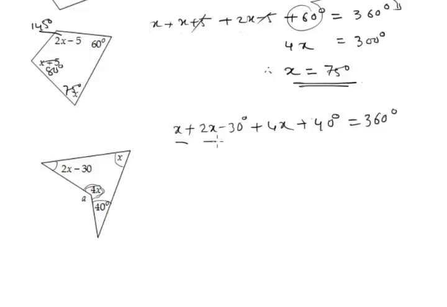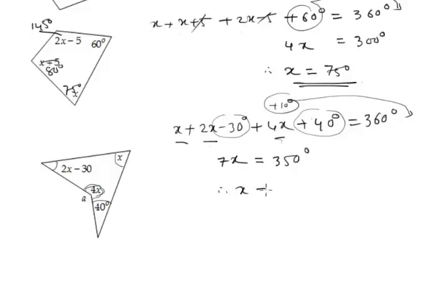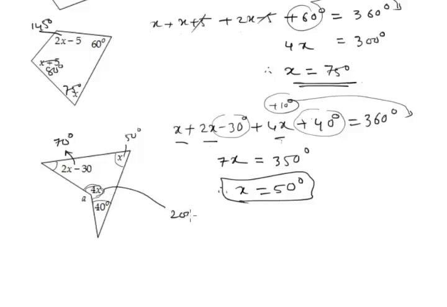So now x and 2x, this is 3x, and this 4x, so we will be getting 7x equals, this is minus 30 and plus 40, so we will have plus 10 degrees, and if we take this 10 degrees to the other side, it will be minus, so we will get 350 degrees. So from here we are getting x equals, if we divide by 7, we will get 50 degrees. So x is 50 degrees. So this angle is 50 degrees. This angle will be 2 times x, that is 100, and then minus 30, so it will be 70 degrees. 4x will be 200 degrees.